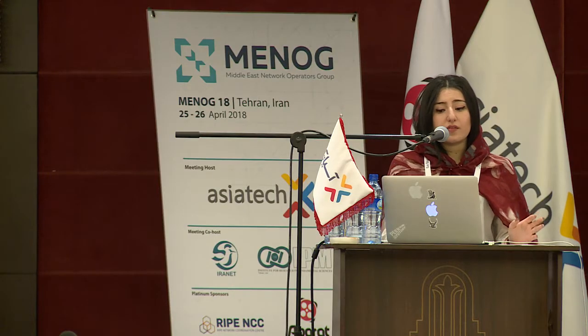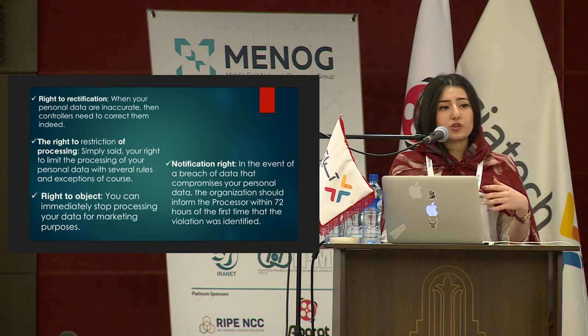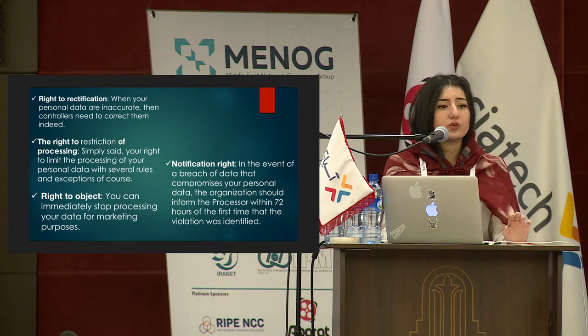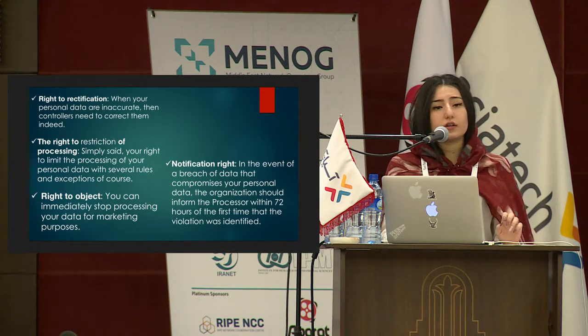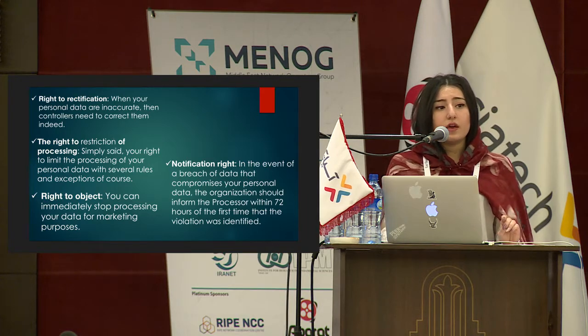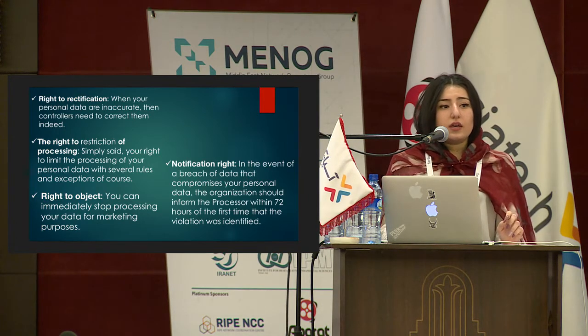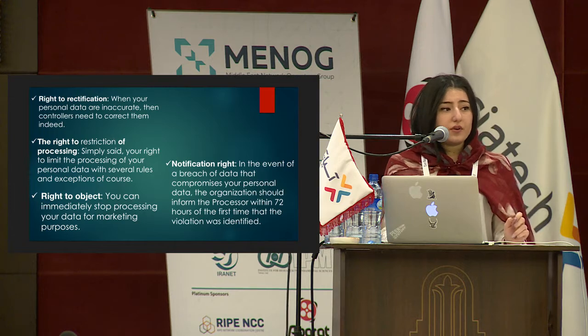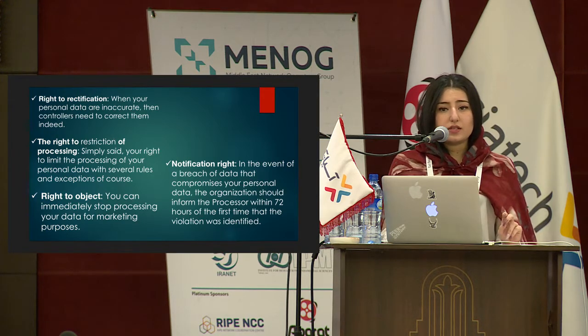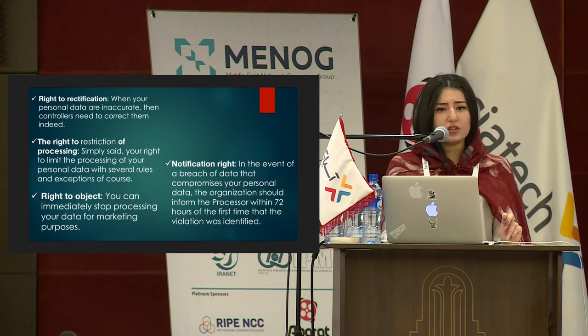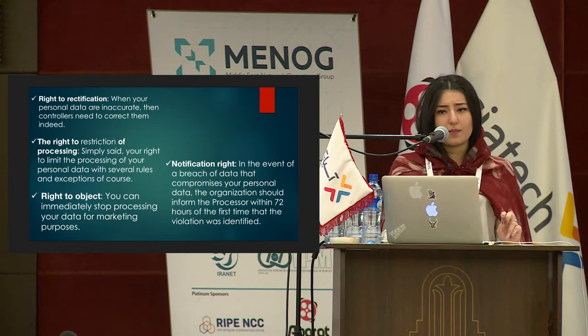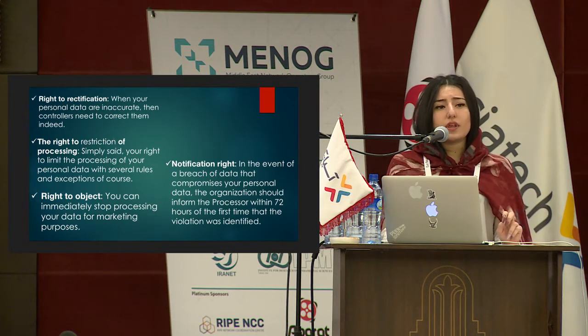That is, in the event of a breach of data, the controller, the organization, should inform the processor who is controlling the cultivating of data, within 72 hours. If there is a failure to report, there are penalties, and as I have already mentioned, it's very huge for big companies, for businesses, more than 20 million euros annually.